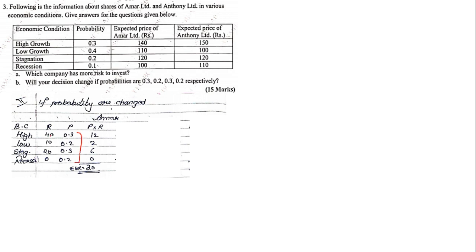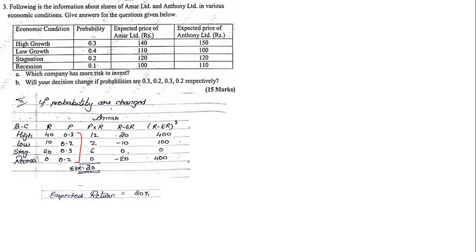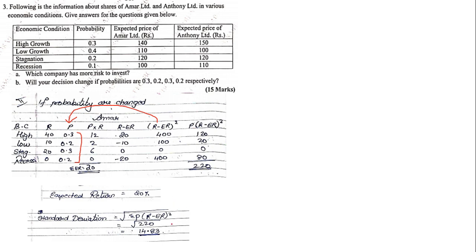Okay, so then again the same procedure, we multiply, we get 12, 2, 6, 0, total comes to 20, expected return is 20. Now all your returns minus expected, so 40 minus 20 is 20, 10 minus 20 is negative 10, 20 minus 20 is 0, 0 minus 20 is negative 20. The square: 400, 100, 0, 400, multiply that with the probability, we get the values as 120, 20, 0 and 80, total comes to 220. So standard deviation is the root of 220, which is 14.83 for Amar Limited.